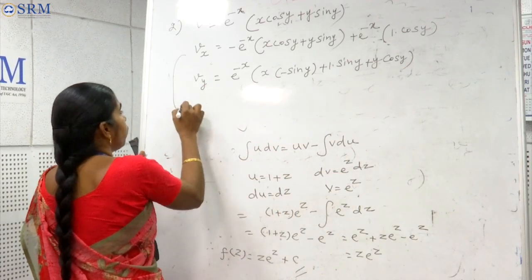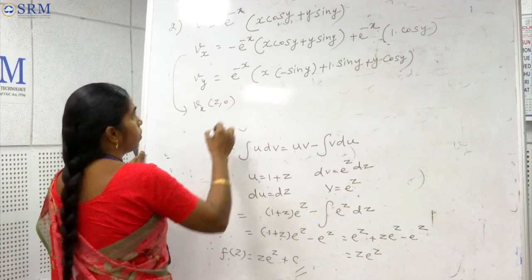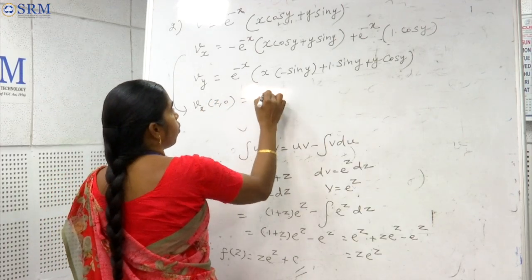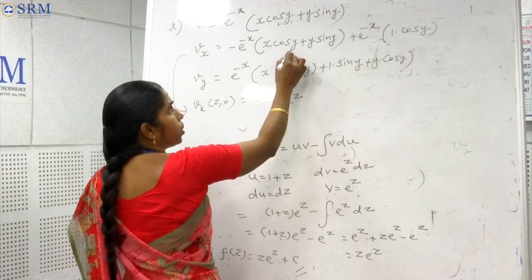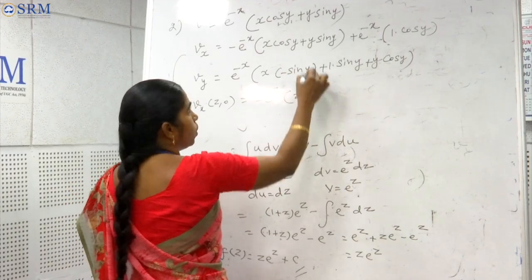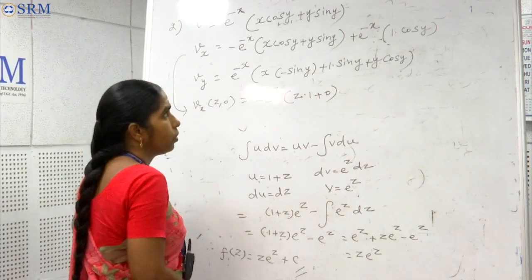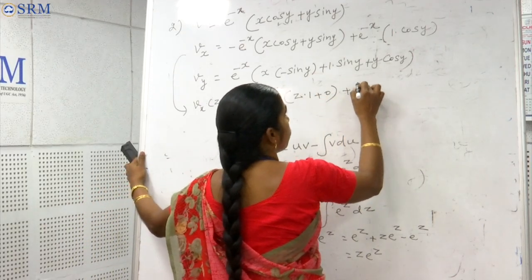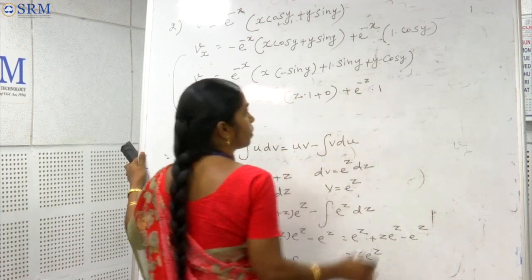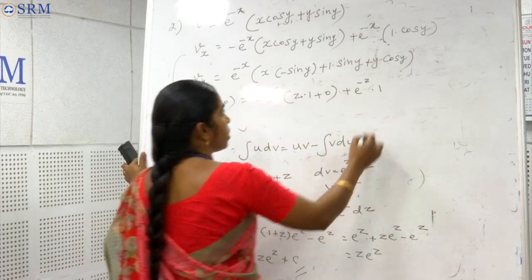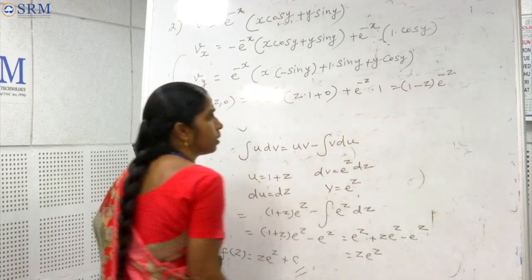Next, find Vx at the point (z, 0). So minus e power minus z, with cos 0 equal to 1 and y equal to 0, so the sin 0 term is also 0, plus e power minus z into cos y, and cos 0 is 1. So the answer is 1 minus z into e power minus z.